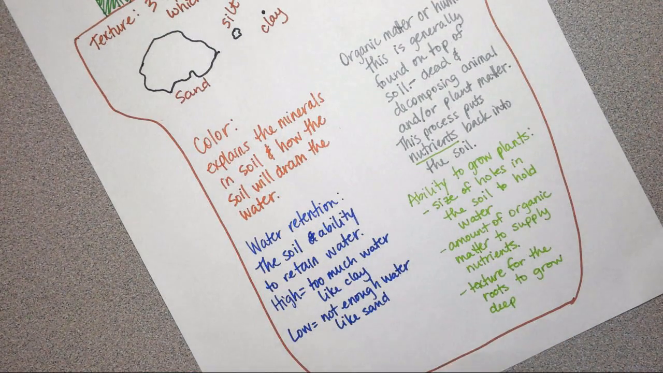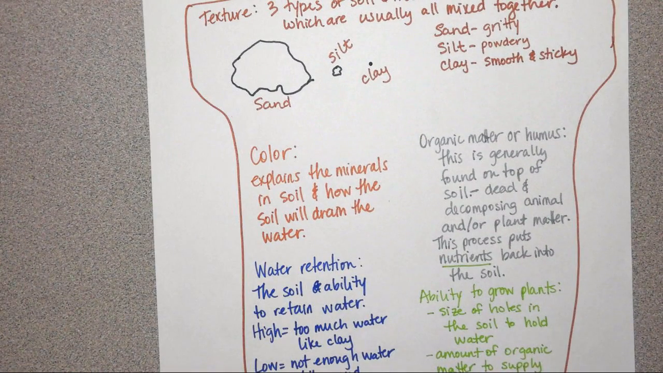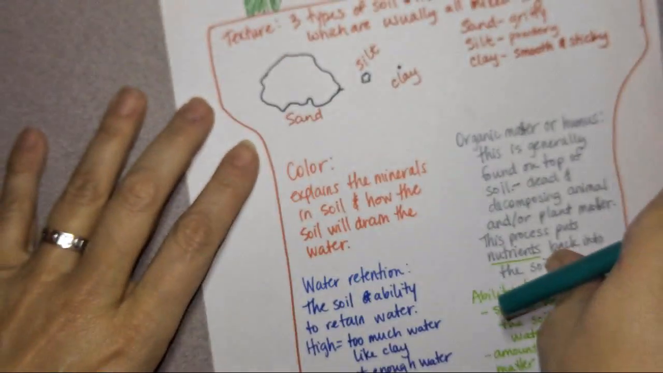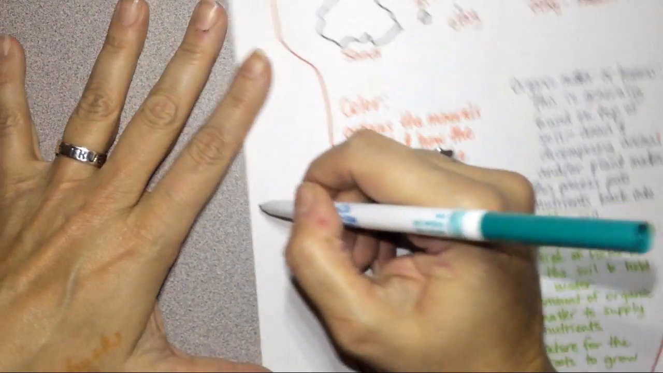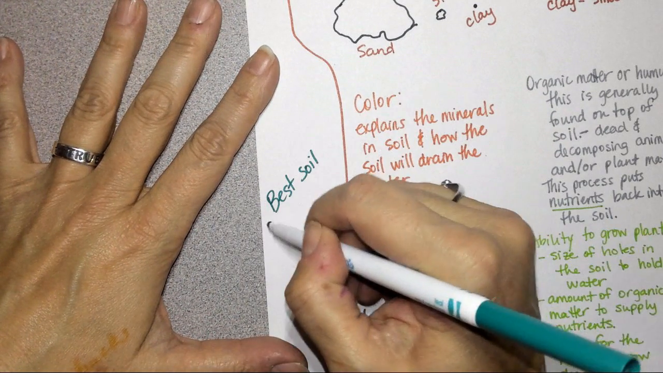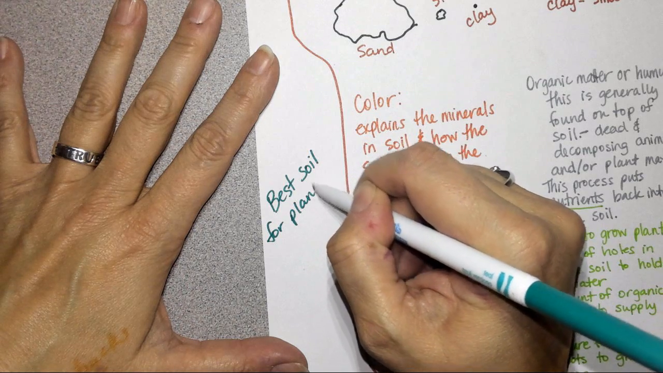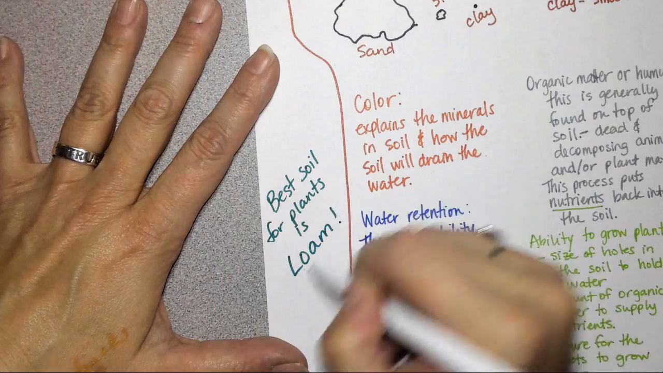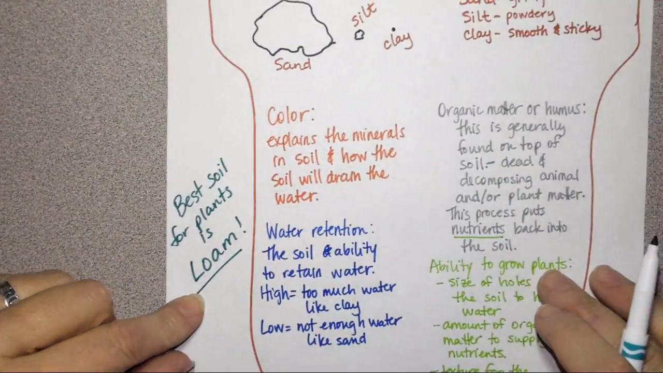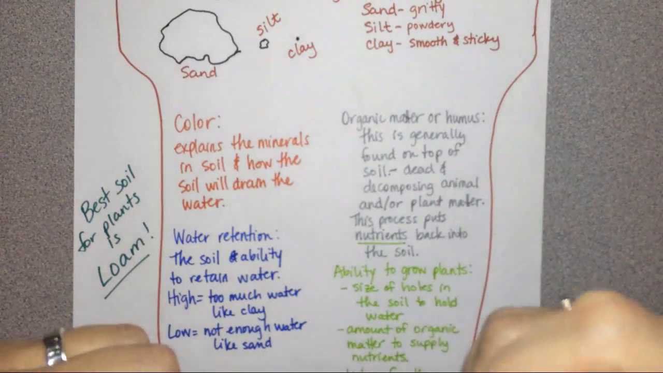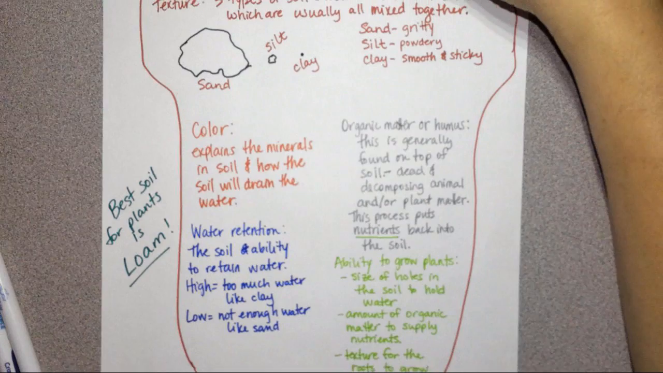Okay, now our best soil. Our lab was wrong. Okay, so the best soil to grow plants in is actually loam. So okay, now the reason that loam is the best, because it has all of these things. Okay, it has, I'm going to make this go out.